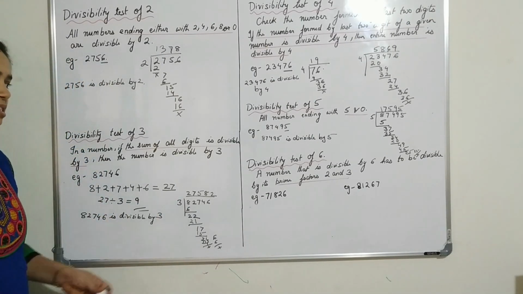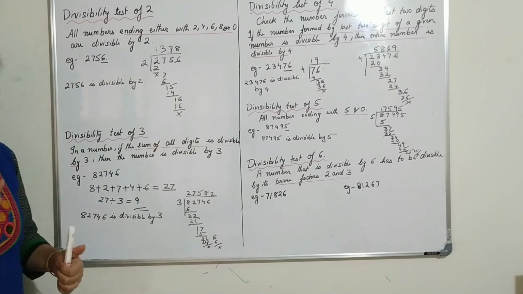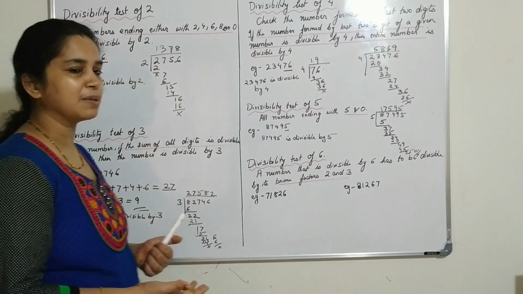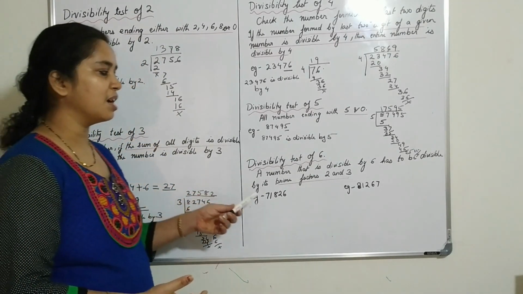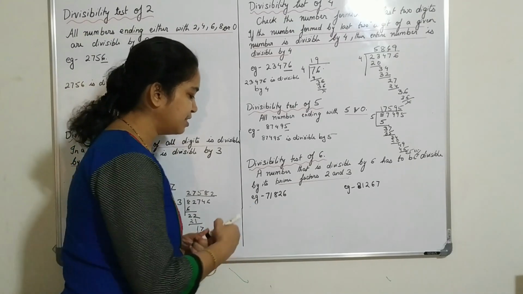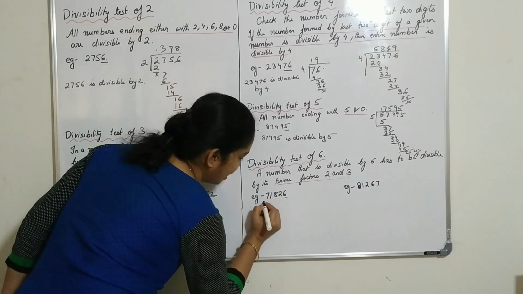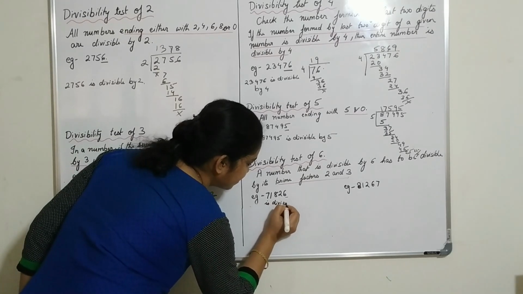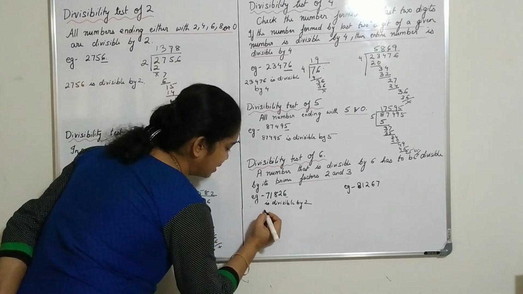Now we have to find the divisibility test of 6. A large number can be divisible by 6 if it is divisible by the prime numbers 2 and 3, the even prime number and the odd prime number. If it is divisible by both numbers, then it can be divided by 6 itself. So 71826 is an even number because the last digit is 6, so it is divisible by 2. Now we will check whether it is divisible by 3 or not.